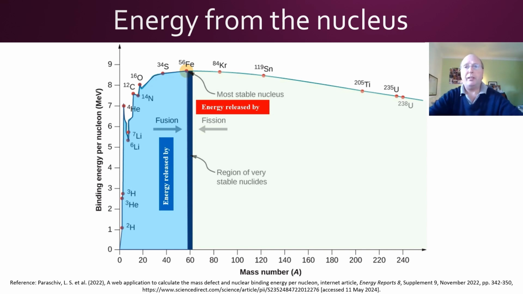The graph of binding energy per nucleon versus atomic mass explains why energy is released when relatively small nuclei combine to form larger nuclei in fusion reactions. And it also explains why energy is released when large nuclei split or fission in a fission reaction.